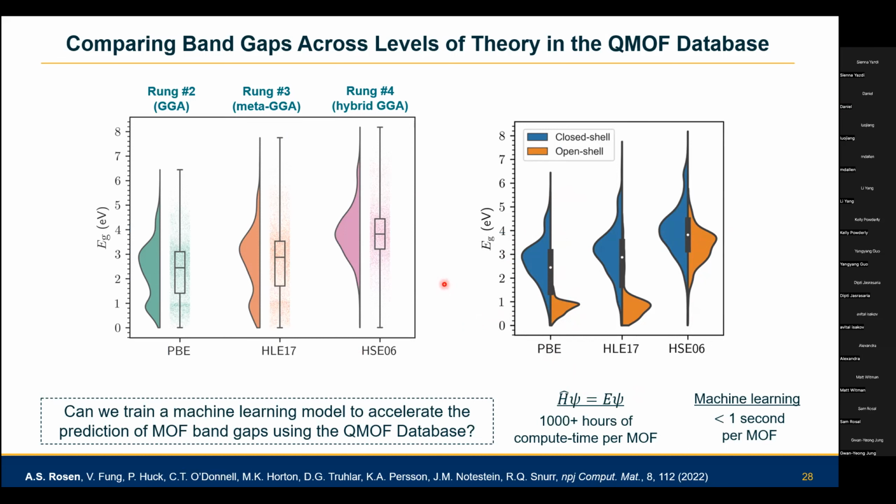Moving on, what we'd like to do is ask, can we train a machine learning model to accelerate the prediction of MOF band gaps using the QMOF database? And specifically, what I'd like to address is, can we reduce that computing time down from thousands of hours per MOF to maybe less than a second using this data?